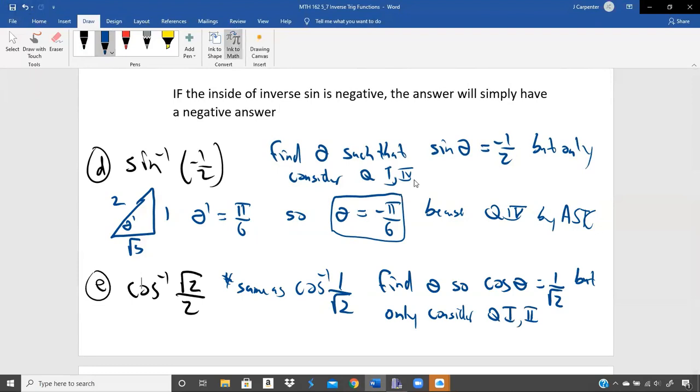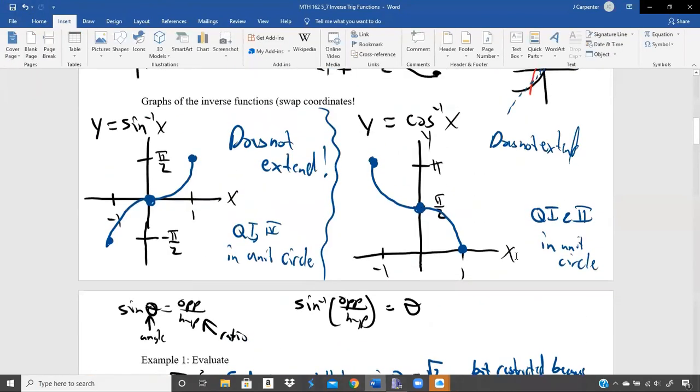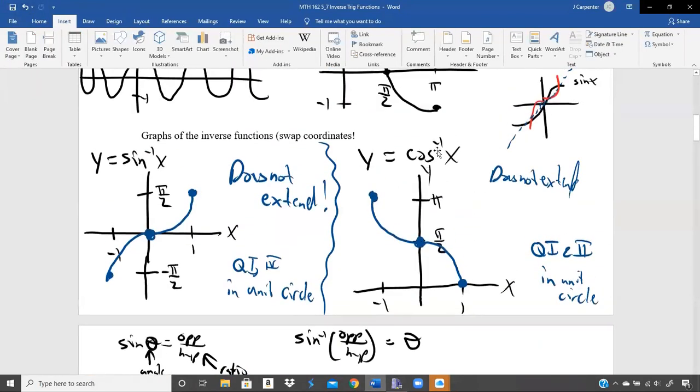That was because the inverse cosine is only valid between 0 and pi. 0 and pi are quadrants 1 and 2. 0 to 90 is 1, 90 to 180 is 2. So inverse cosine is only valid in quadrants 1 and 2.